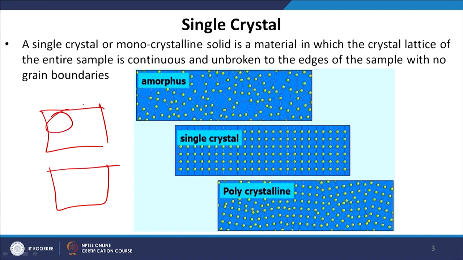Both of them are crystalline materials, but one of them has a lot of crystal grains. If there are many crystal grains, then there will be a lot of grain boundaries. In the other case, the whole rectangle is filled by one domain. So this is a single crystal, and this is a polycrystalline material. So a crystalline material can be polycrystalline or single crystalline. Single crystal material is continuous and unbroken to the edge of the sample with no grain boundaries.